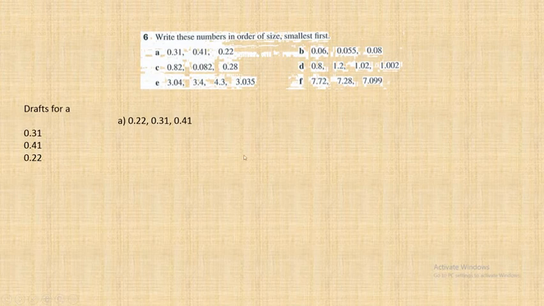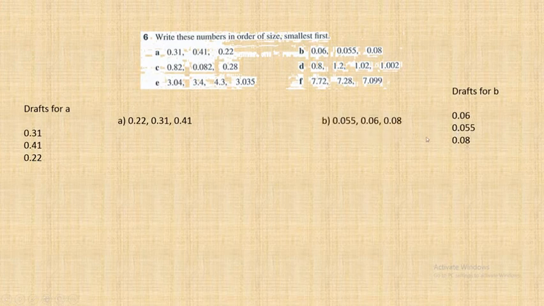By the same thing, I'm doing number B, 0.06, this is the draft for it, and 0.055, 0.08, and start to compare. 0, 0, 0, so go next door. 0, 0, 0, again, go next door. 6, 5, 8, so the smallest one is 5, so this is going to be the first one. After that, 0.06, and at the end, I will write down 0.08.